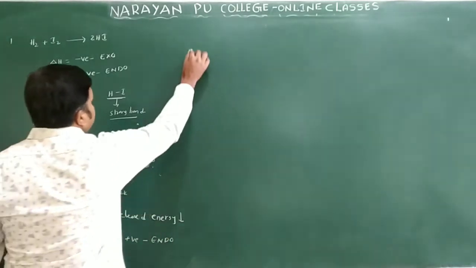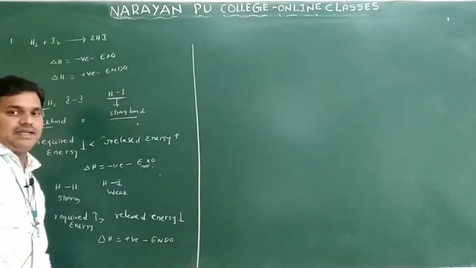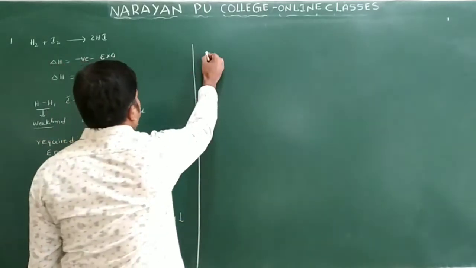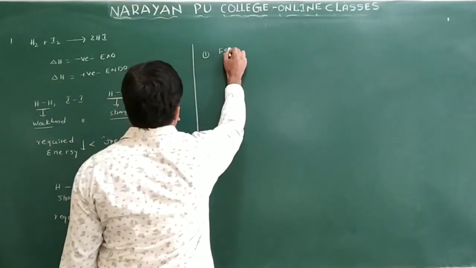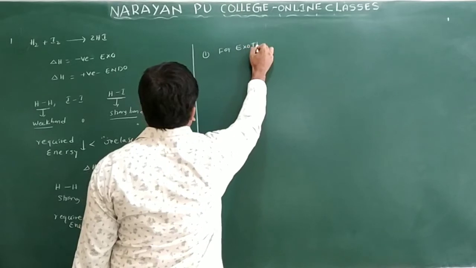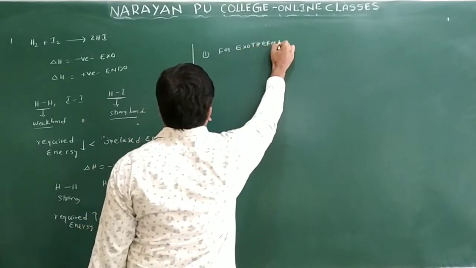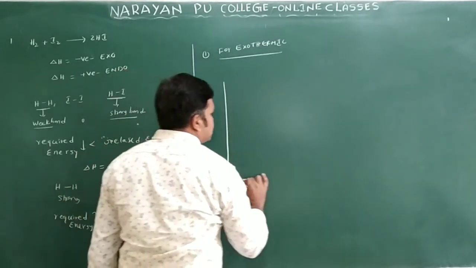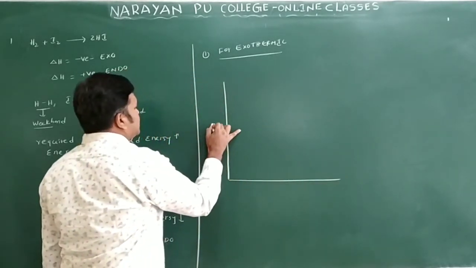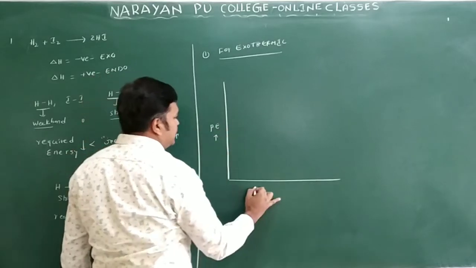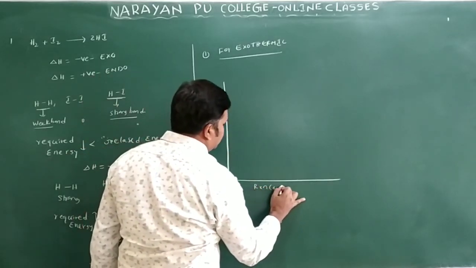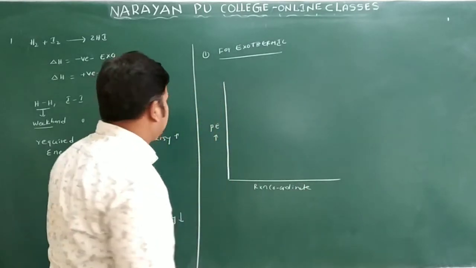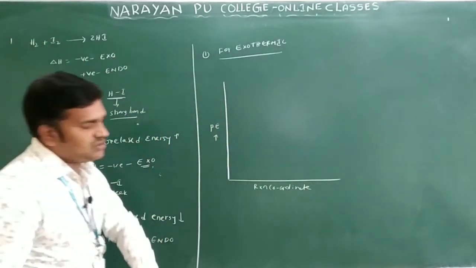So this is regarding exothermic and endothermic. Let us see the diagrams for exothermic and endothermic reactions. The first I am taking here for exothermic. Clear? We want to take potential energy versus reaction coordinate. So this is potential energy versus reaction coordinate. For what reaction am I taking? Exothermic reaction. You take the same example, H2 plus I2.